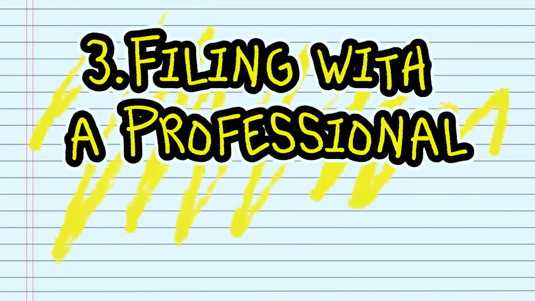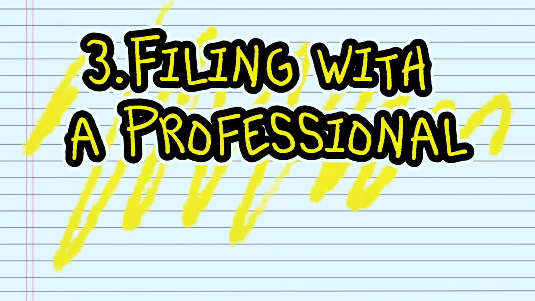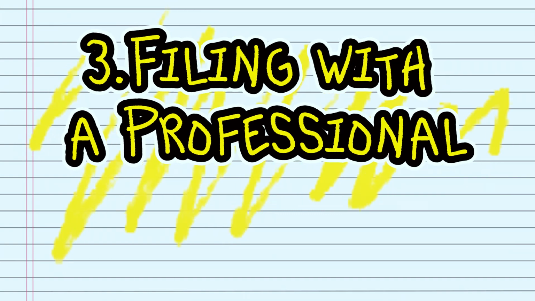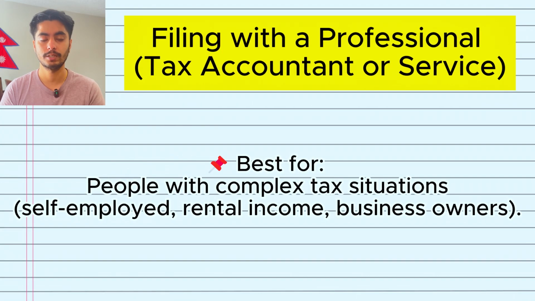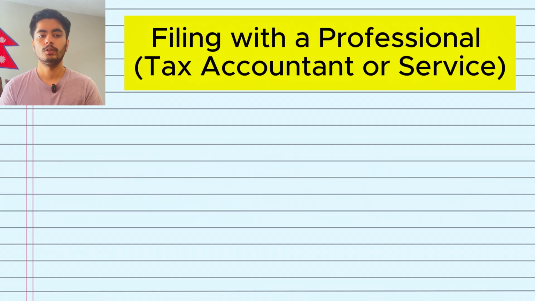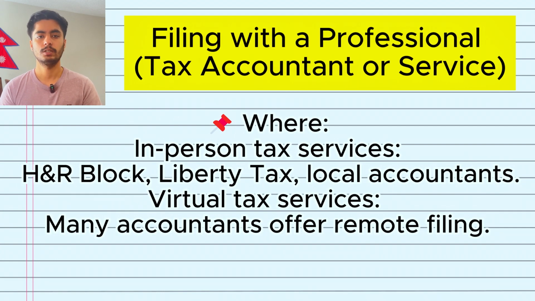So the third way to file your tax is to go with a professional. There are lots of tax accountants or tax filing service providers out there. This is best for people with complex tax situations, like self-employed, rental income, or business owners. You can get professional tax services from H&R Block, Liberty Tax, and many other local accountants. You can just walk into their office or even do it virtually online.